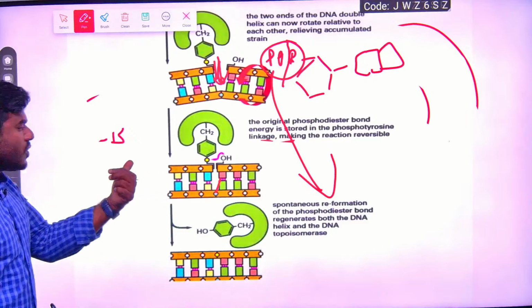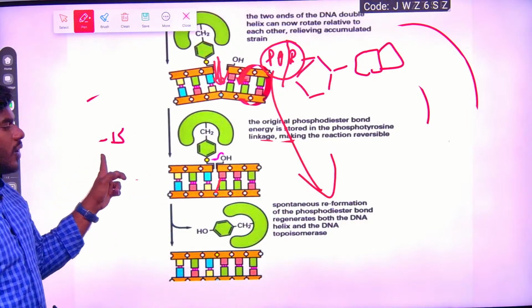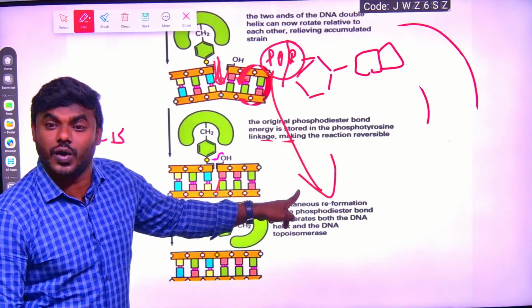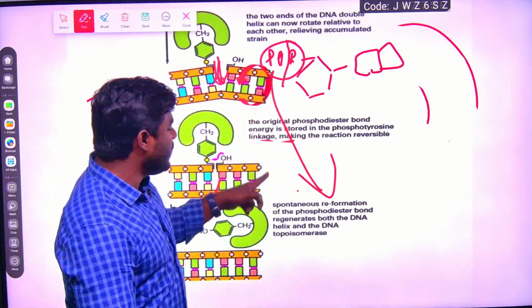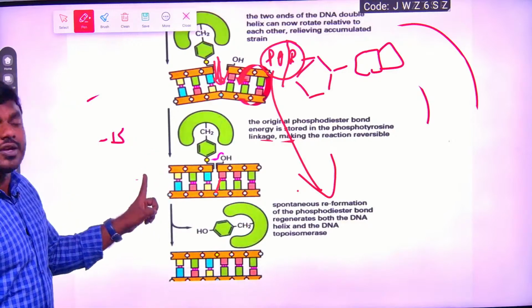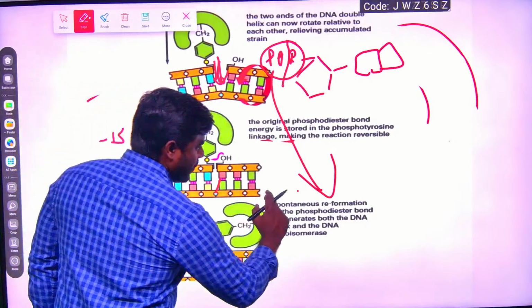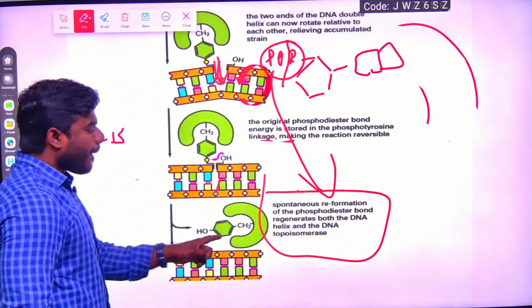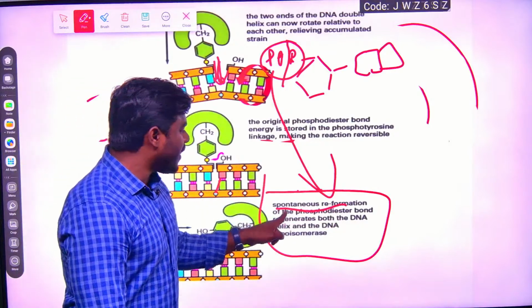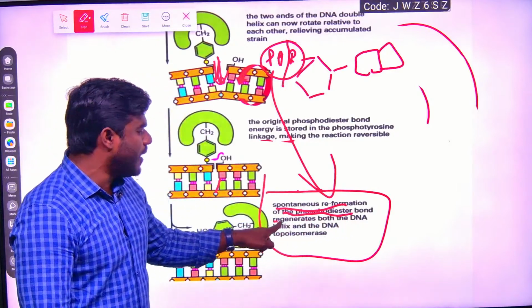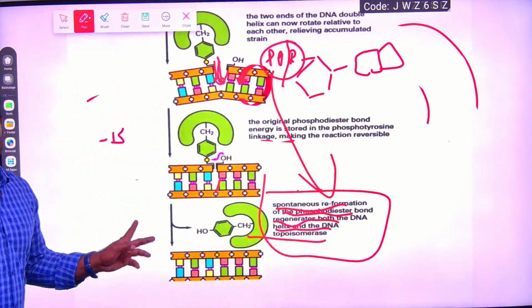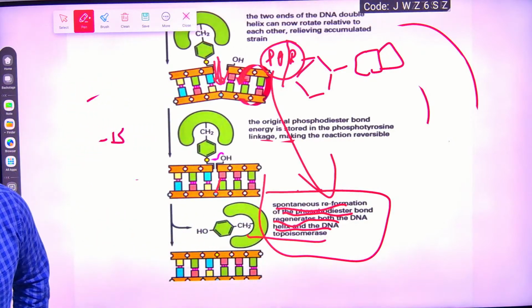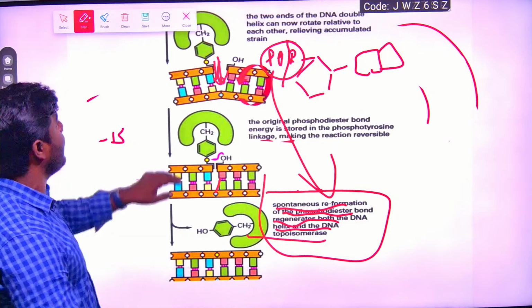Hence there is no requirement of ligase. You are getting the point? In case the reformation has not happened, that time we will use the ligase. That's a very unique statement to be understood. You will understand in the exam. Spontaneous reformation of the phosphodiester bond regenerates both the DNA helix and the DNA topoisomerase. Very simple, no point of getting confused over there, everyone understand.